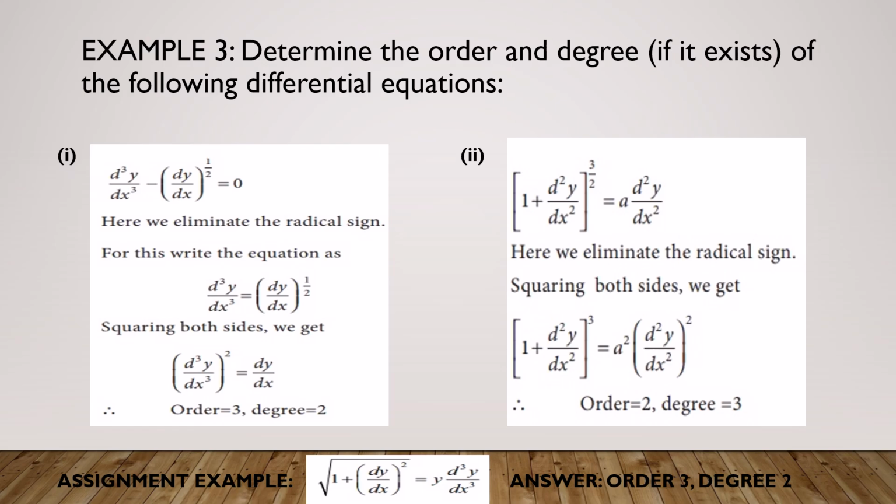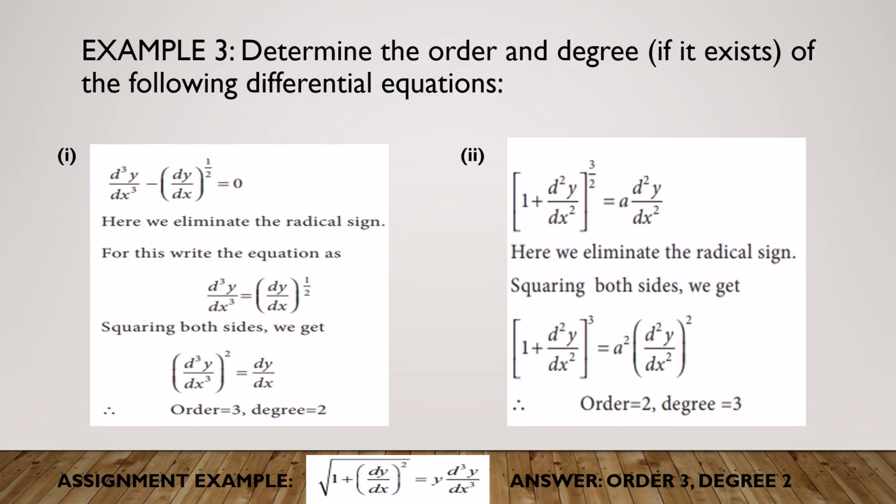Example 3. In here the first case which is given, it is d cube y by dx cube minus dy by dx raised to half equal to 0. Now always remember, whenever the power over here is given in this form, you need to eliminate the radical sign. You need to make it a proper power. That means the derivative should be raised to an integer. So what we do is we just square both the sides.